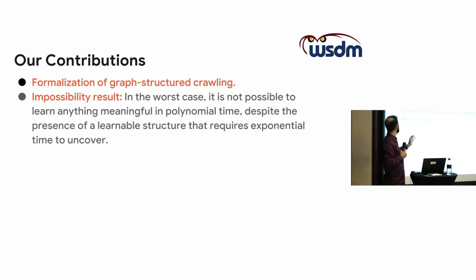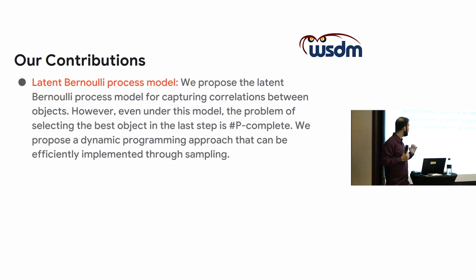So I'm just going to skip through what we did. We formalized this problem as graph structured crawling, and we show that in the worst case there exists some solution such that it's learnable, but it's not learnable in polynomial time, right? So we have to have some structure. We need to force some stochastic structure to get anything meaningful. Then we model this by a latent Bernoulli process model.